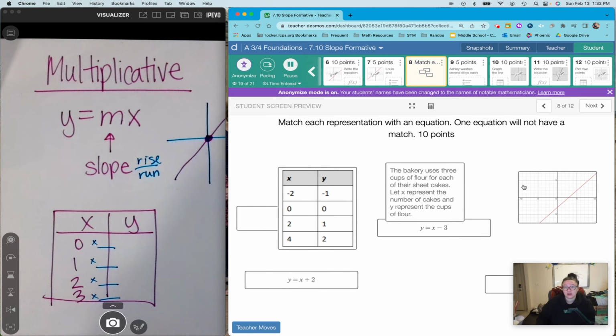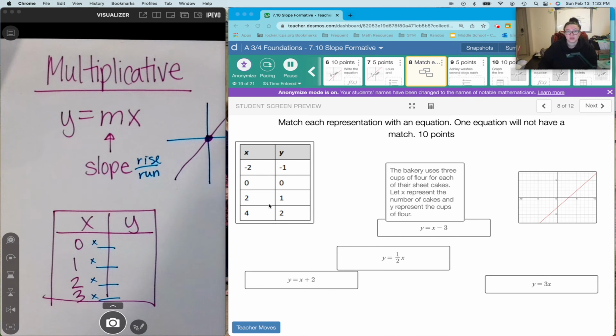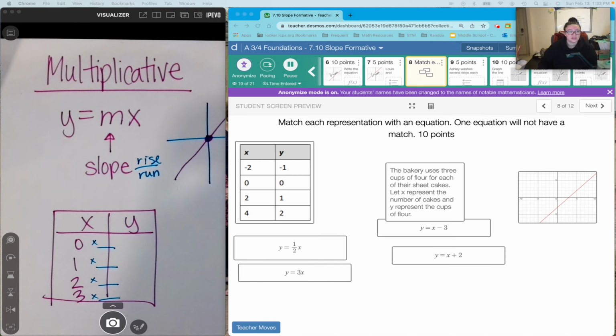Number 8, matching cards. So just looking here, I have a table. On my table, I see I have the point 0, 0. If I have 0, 0, that means it's multiplicative. So it needs to be either 1/2 x or 3x. And I've got to think to myself, am I multiplying times 3 or am I multiplying times 1/2?